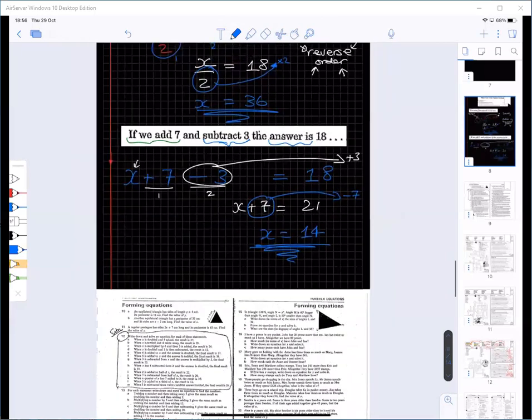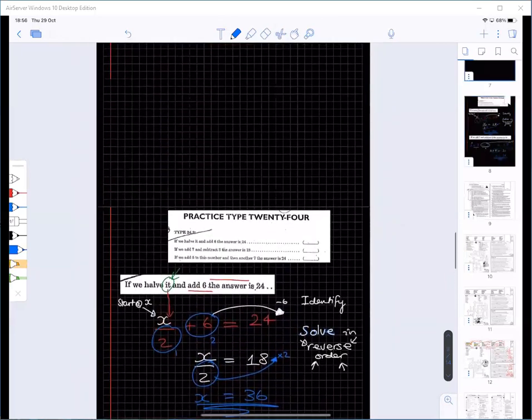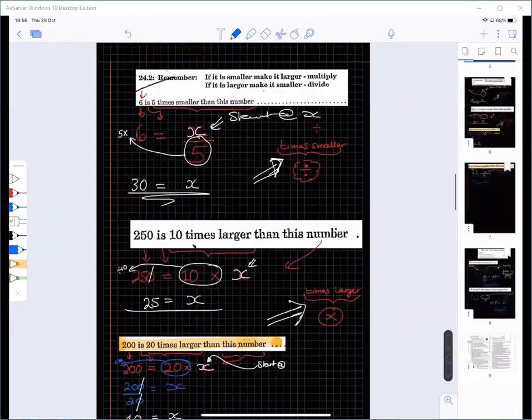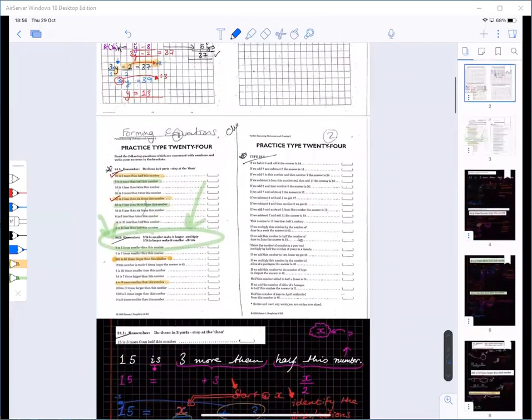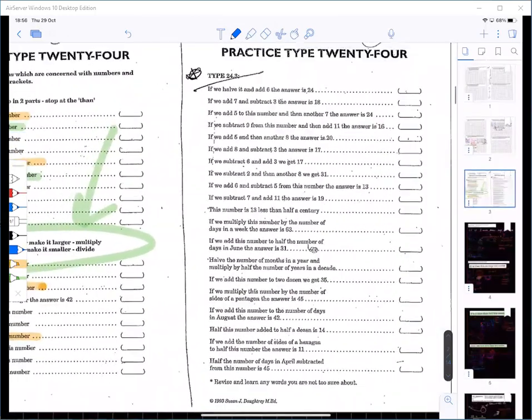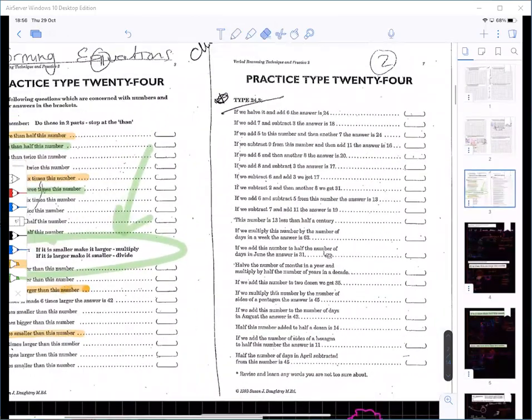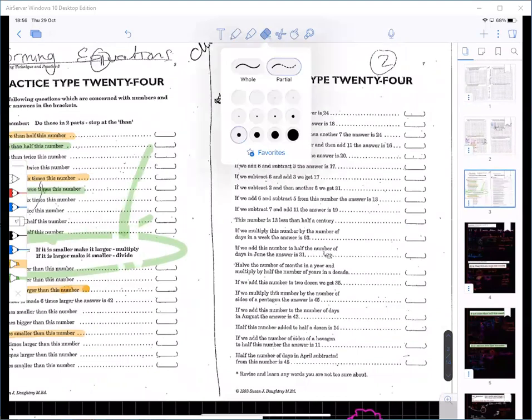Done. Okay. So that's enough examples from me. Now you need to practice some of the questions. Let's get to the questions. Got some nice questions here. Okay, let's go.